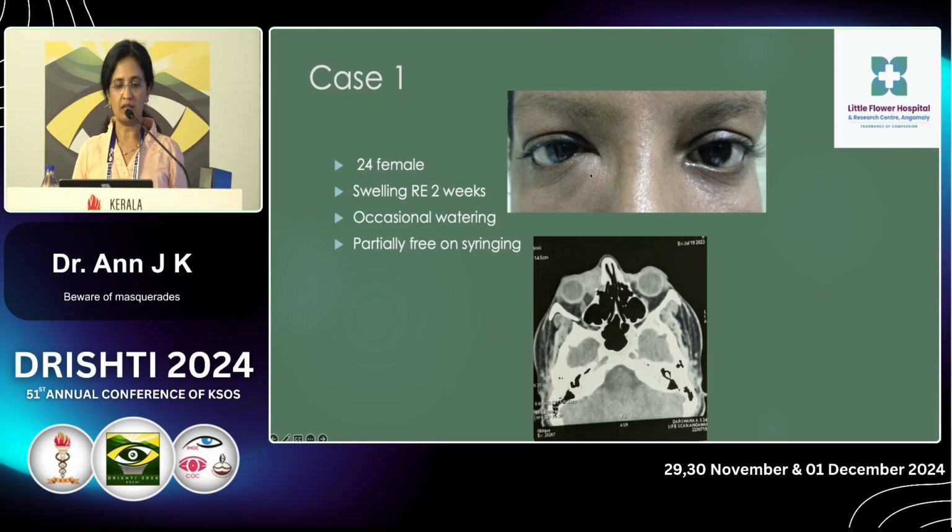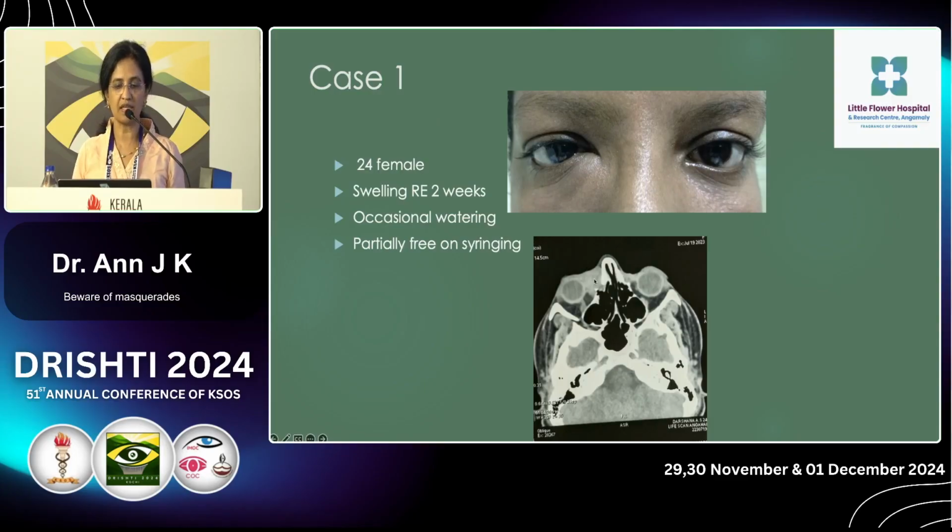She had occasional watering, but it was not her chief complaint, and the Rho plus was negative, and there was regurgitation of fluid through the opposite punctum while syringing, but it was not fully blocked also. So I did an imaging and found there is a mass at the sac area.